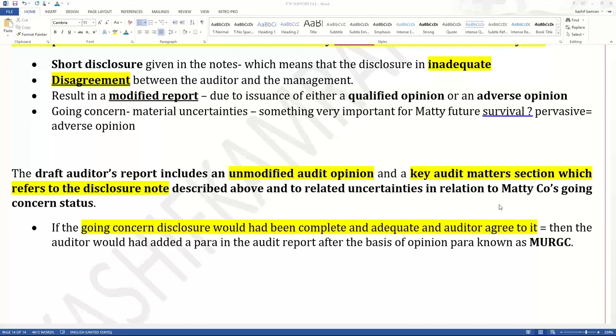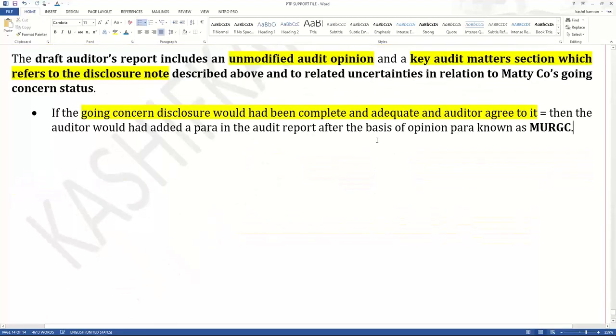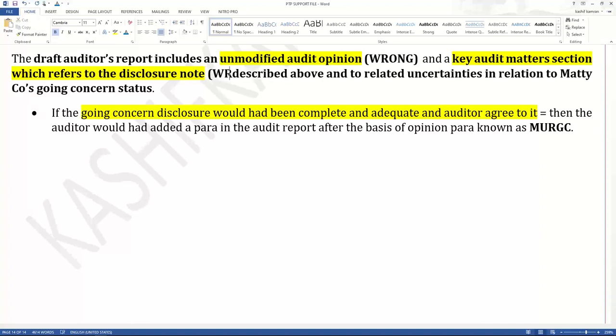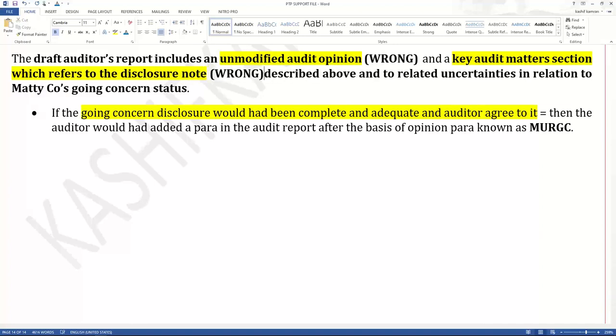So the key audit matter section in the audit report, is that right? Is that wrong? That's the first wrong, and you have to justify why it's wrong when you tell the examiner. Key audit matter section, which refers to the disclosure note described above. Is this key audit matter paragraph right or wrong in the report? That's the second wrong. You have to justify it to the examiner.